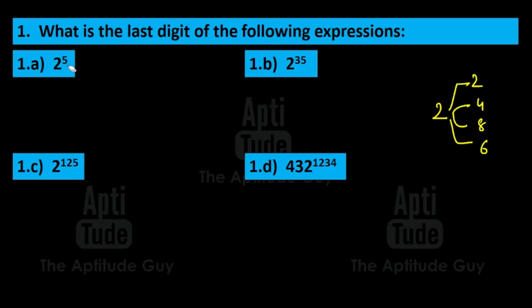We have 2 to the power 5. For this we don't even need the power cycle. We know 2 to the power 5 is 32, and what does that end with? That ends with 2. Done.